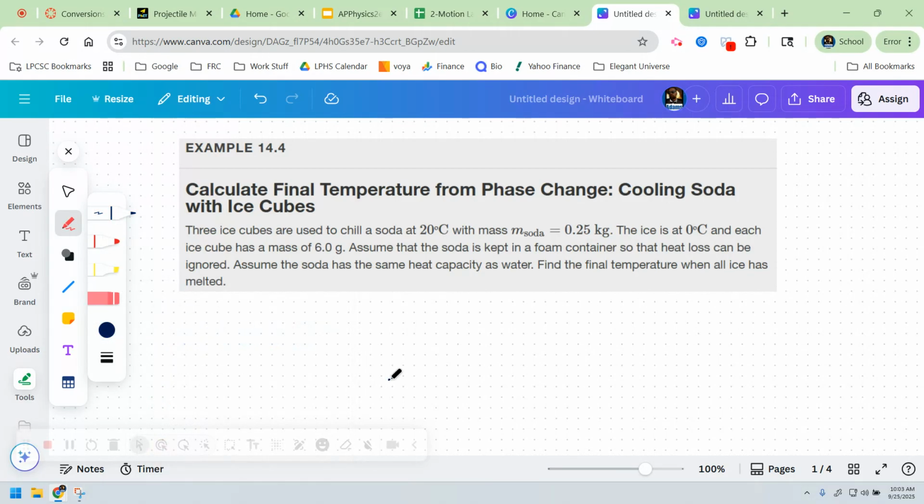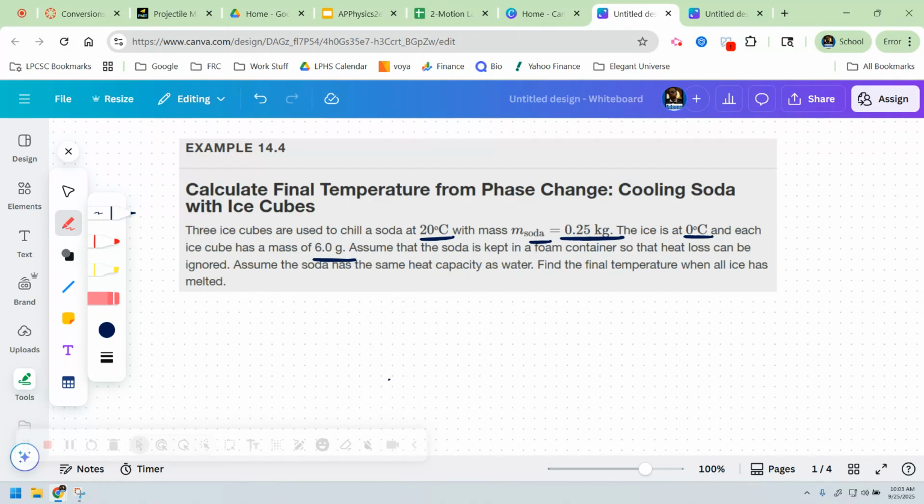You have 3 ice cubes and are used to chill soda at 20 degrees Celsius. The mass of the soda is 0.25 kilograms. The ice is 0 degrees Celsius, and each cube has a mass of 6 grams. Assume that the soda is kept in a foam container so the heat loss can be ignored, right? So you're going to lose a little bit of heat to the environment, the air and stuff.